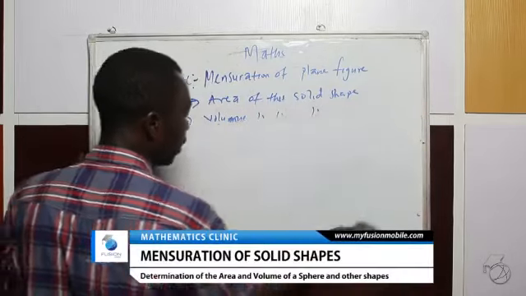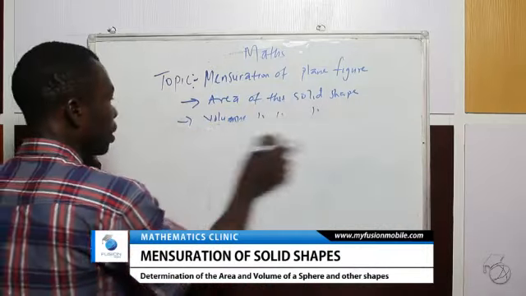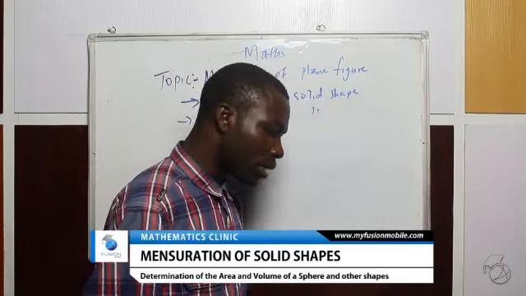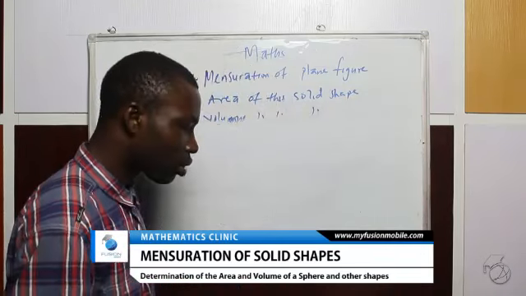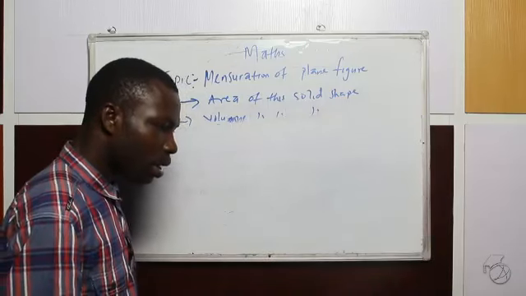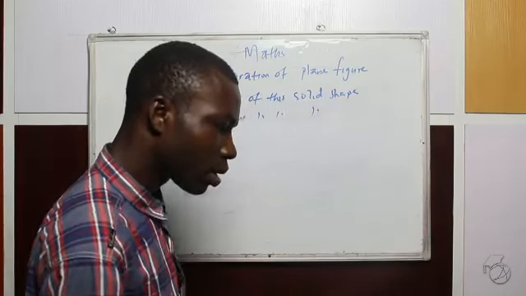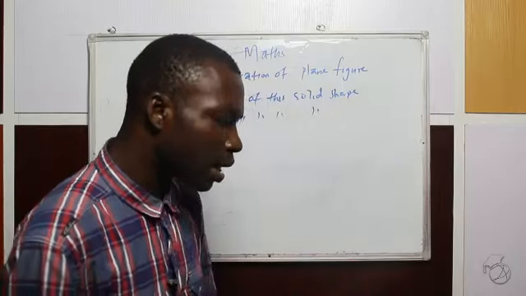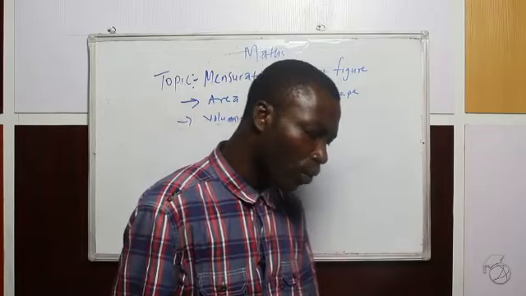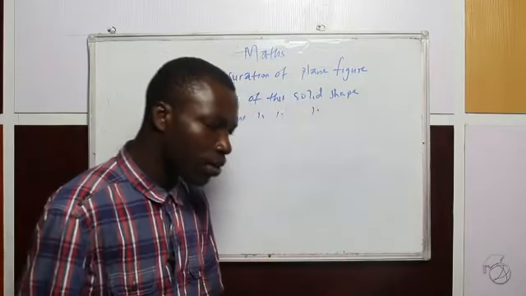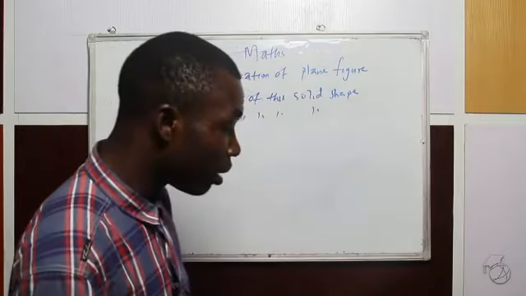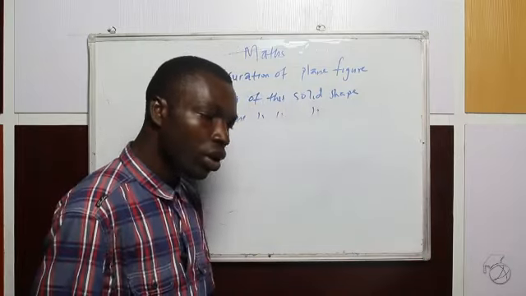A hemisphere is different from a sphere in terms of their calculation, in terms of their area, and in terms of their volume. Now let us proceed by showing you a clue about these questions. A hemisphere has a radius of 9 centimeters. Calculate 1, its curved surface area. 2, calculate the total surface area. 3, calculate the volume of the hemisphere.